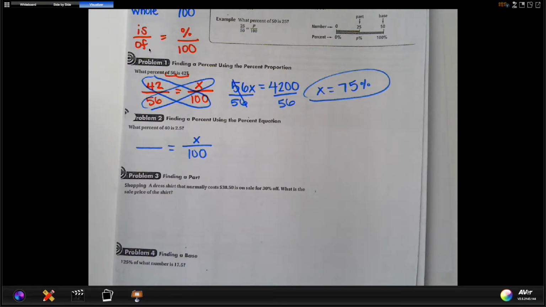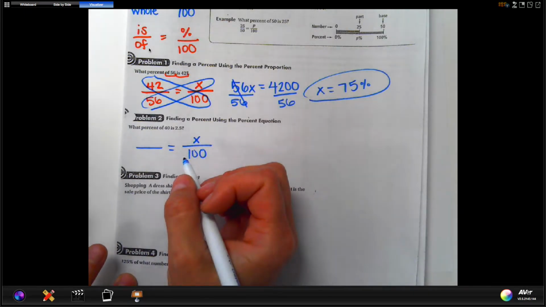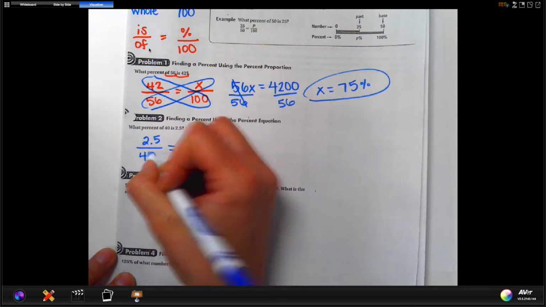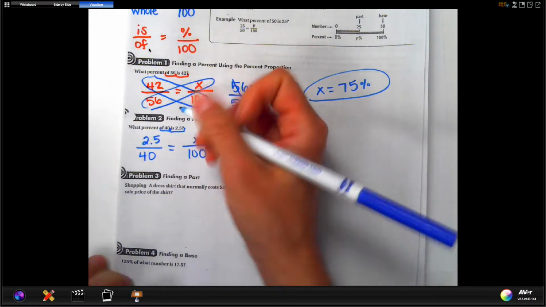So where does each number go? Where does 40 go? Where does 2.5 go? Rebecca, where do they go? 2.5 goes on the top and 40 goes on the bottom. Perfect. 2.5 goes on the top, 40 goes on the bottom. Of 40 is 2.5, part and whole.